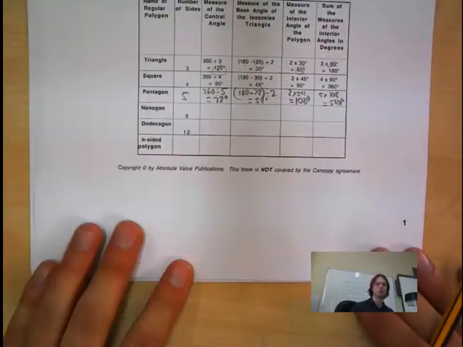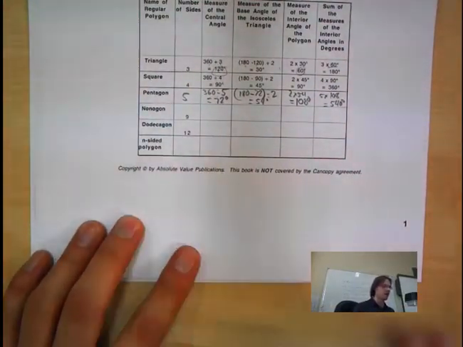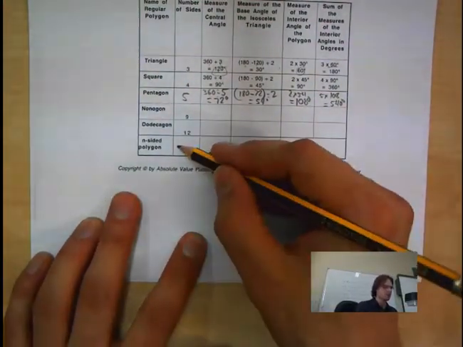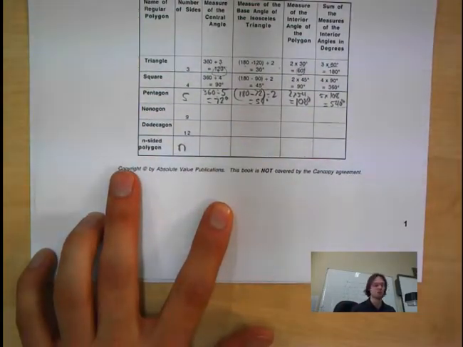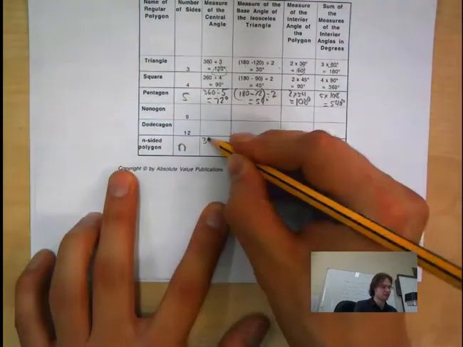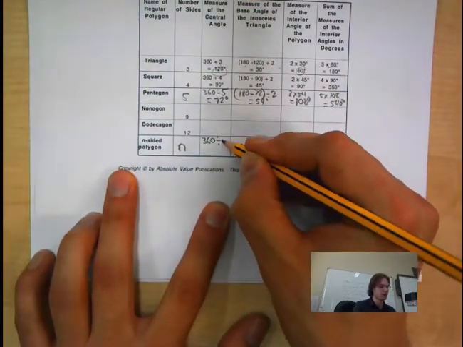Okay, so hopefully you paused. Welcome back. So now we're looking at the n-sided polygon. So, n-sided polygon, there are n sides. What do we first do to find the measure of the central angle? We go 360 and we divide that by n.